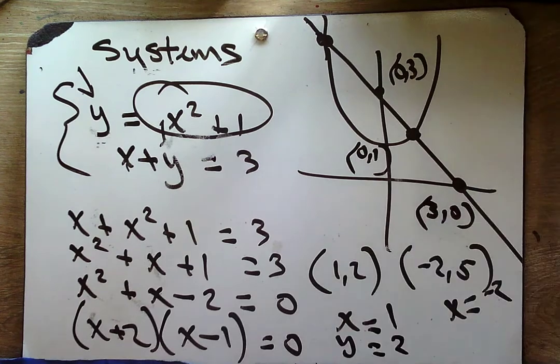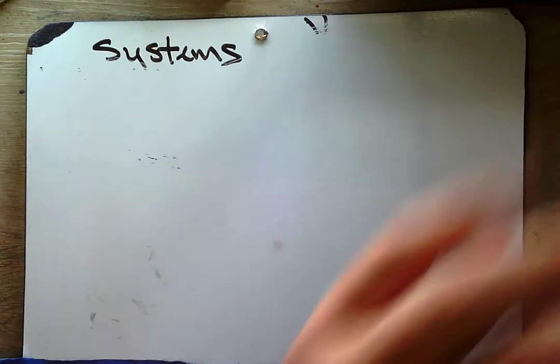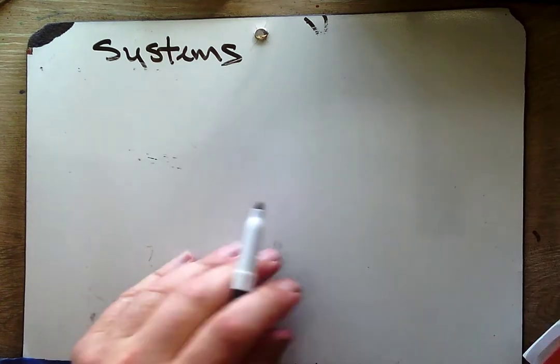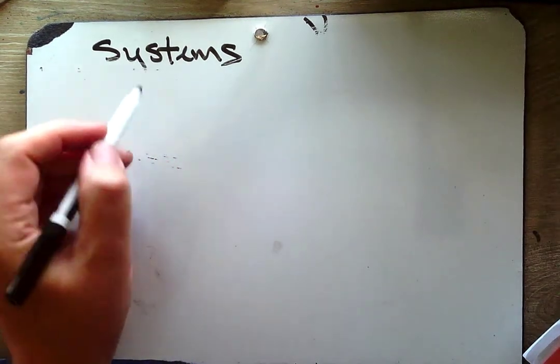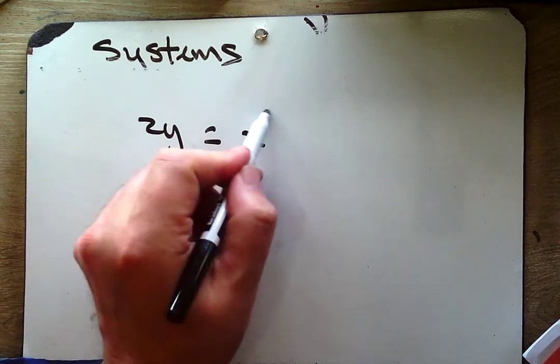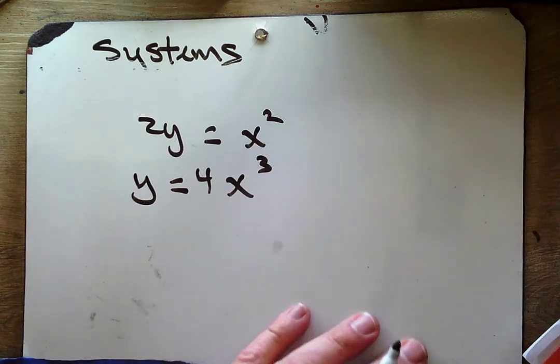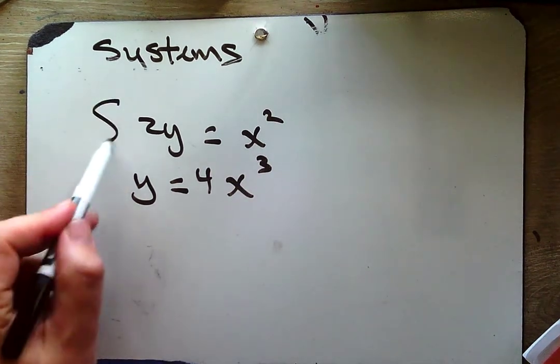So we're going to be doing a bunch of nonlinear systems. So how about you do this one? 2y equals x squared, y equals 4x to the third. Please solve that system.